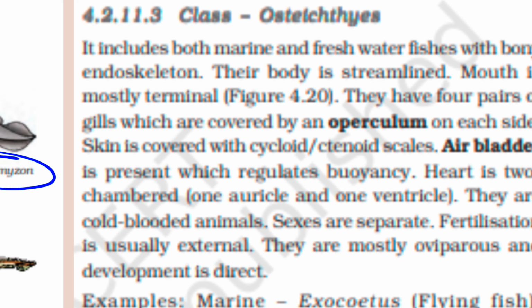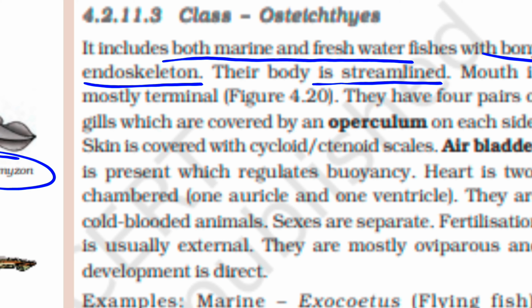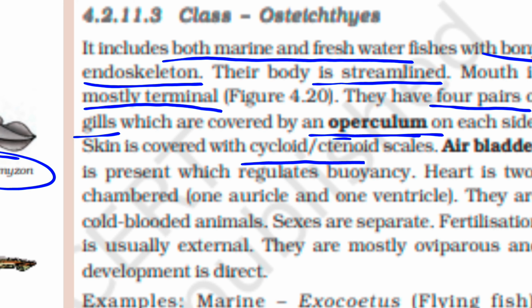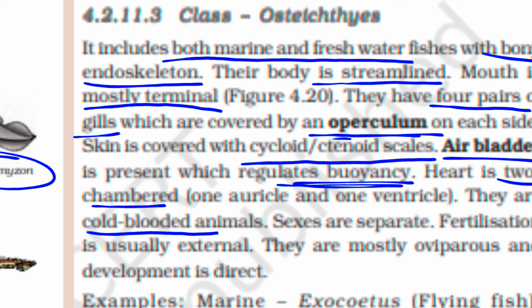Next is class Osteichthyes. It includes both marine and freshwater fishes with bony endoskeleton. Their body is streamlined. Mouth is mostly terminal. They have 4 pairs of gills which are covered by an operculum on each side. The skin is covered with cycloid or ctenoid scales. Air bladder is present which regulates buoyancy. Heart is two-chambered, one auricle and one ventricle. They are cold-blooded, meaning poikilotherms.